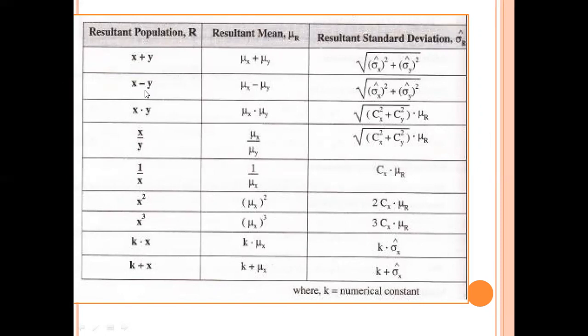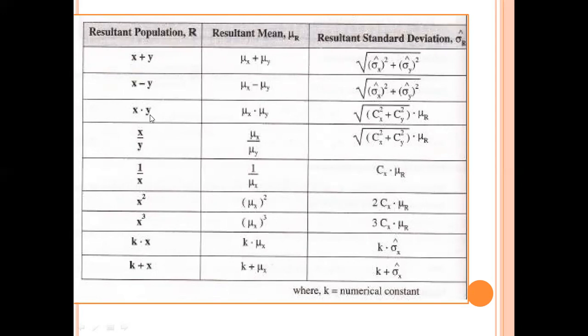The second one is subtraction of populations. X and Y are the two populations, and if you want to subtract them, the resultant population is represented by R equal to X minus Y. The resultant mean will be mu X minus mu Y, but the resultant standard deviation will be the same as that of the addition of populations.